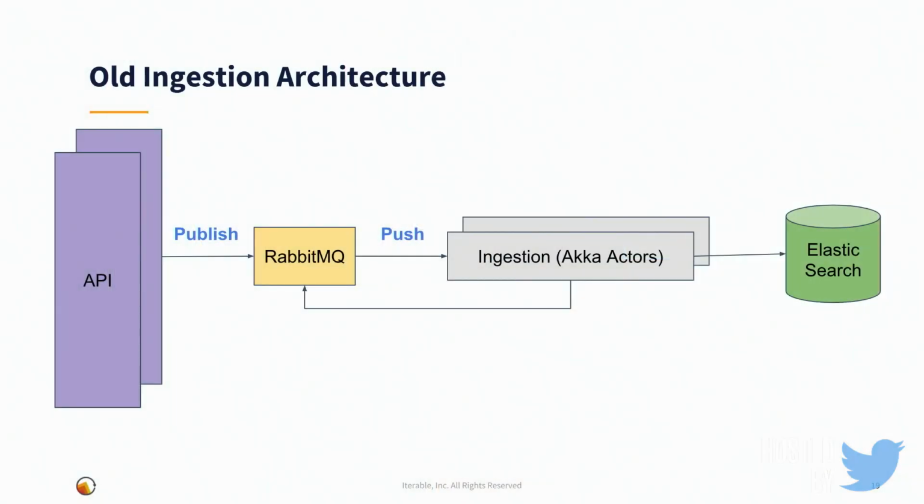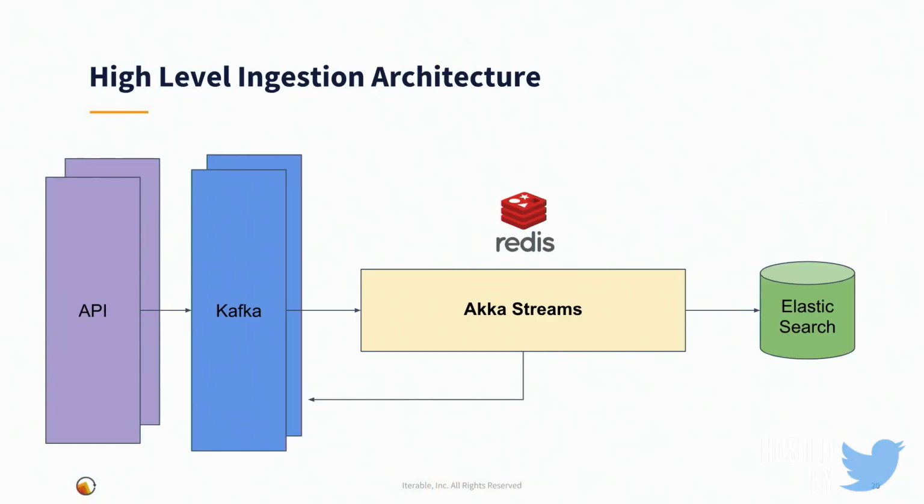So now I'm going to go over our new architecture. Here's just a reminder of what the old ingestion architecture looked like. And here's an overview of what our new architecture looks like. So what's different here? Well, first of all, we're using Kafka instead of RabbitMQ. And this really solved our flow control issues with RabbitMQ right off the bat. And then we have an Akka Streams graph that consumes from the Kafka partitions and writes into Elasticsearch.